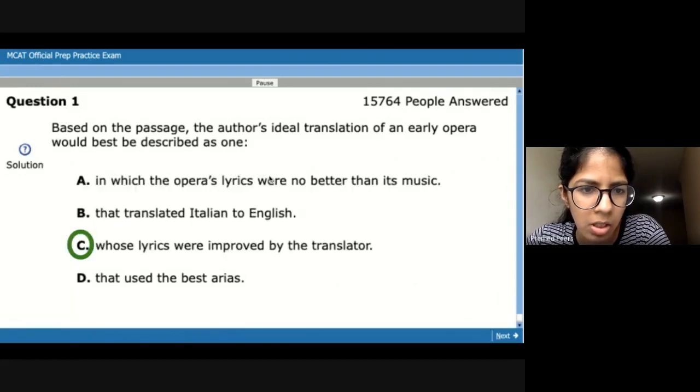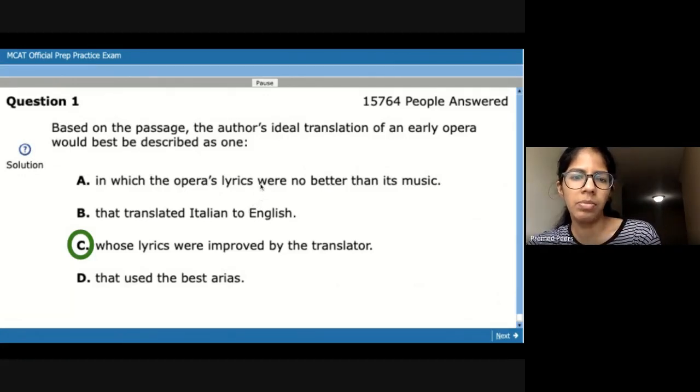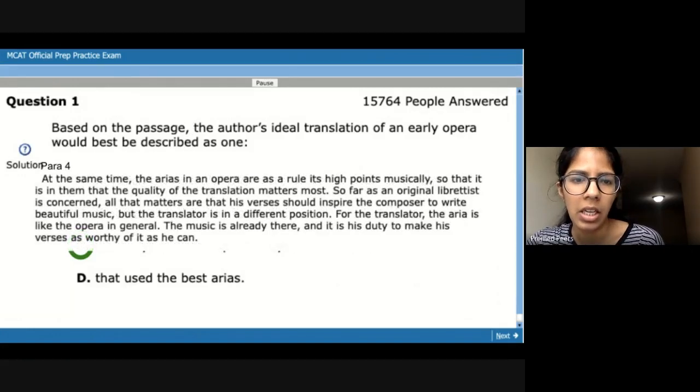So the other 3 answers are basically irrelevant. There's no mention of Italian to English. It doesn't say that the lyrics can't be better than its music. It's saying that the music and the lyrics should be translated in a way that elevates or is most relevant to the context of the opera. Any questions on that one?